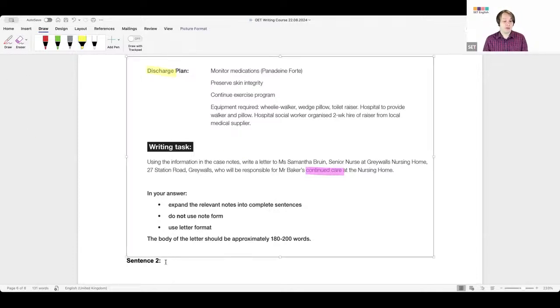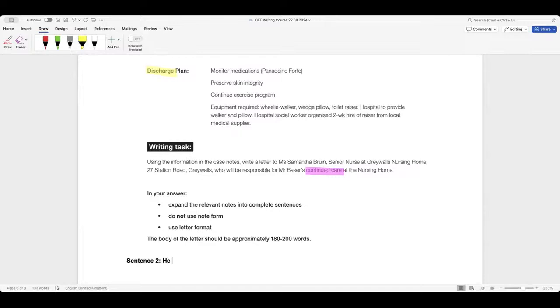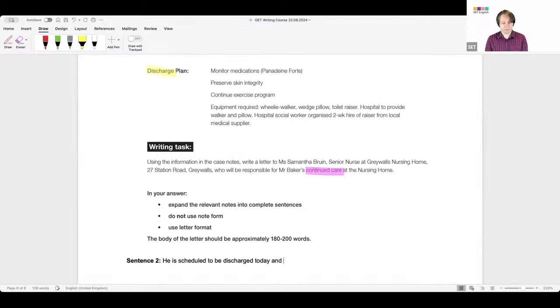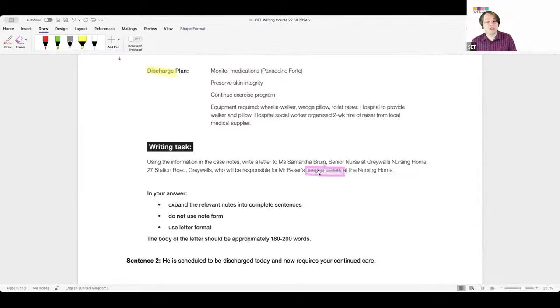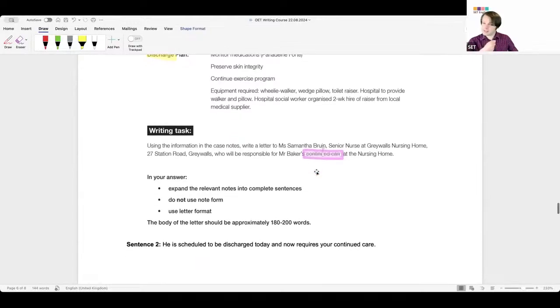So Omi, I'm going to say he is scheduled to be discharged today, and now he requires your further or continued care. Guys, just take the words from the case notes. It's okay. In OET, you can just take the words from the case notes, okay?